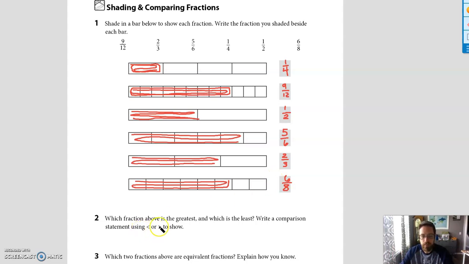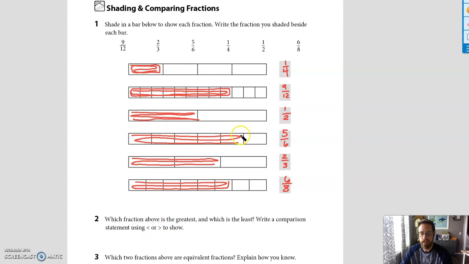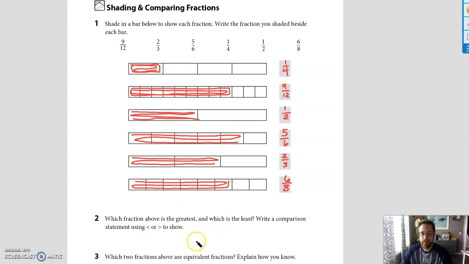So which fraction above is the greatest? Well, the greatest, which one has the most shaded in? In that case, 5/6 would be the greatest, okay? And then which one is the least? Which one has the smallest or littlest amount shaded in, which looks like it would be 1/4. So 1/4, and then it says write a comparison statement.